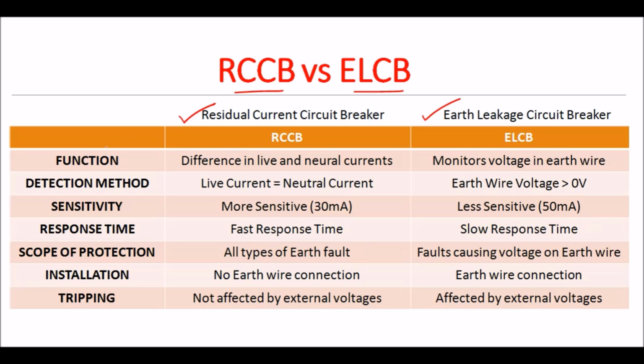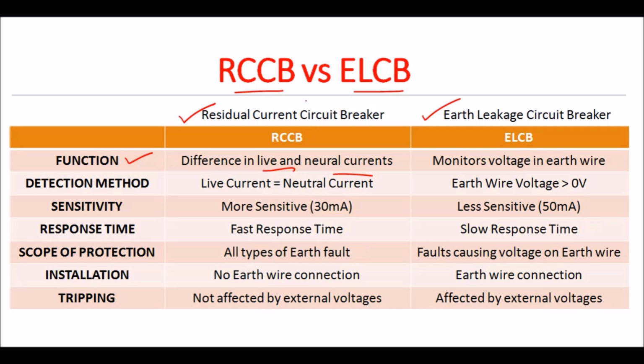So RCCB. Let us talk about the function. RCCB detects the imbalance between the live and neutral currents. If there is a difference, it indicates that some current is leaking to the ground, that is earth, which could be due to a person touching a live part or due to an installation fault. The RCCB then trips to cut off the electrical supply.